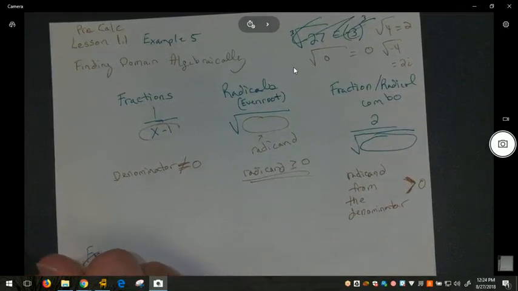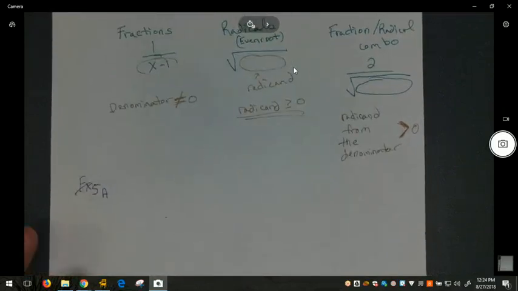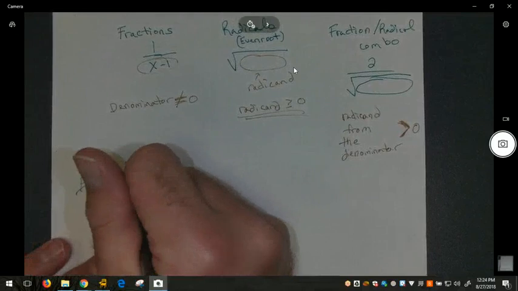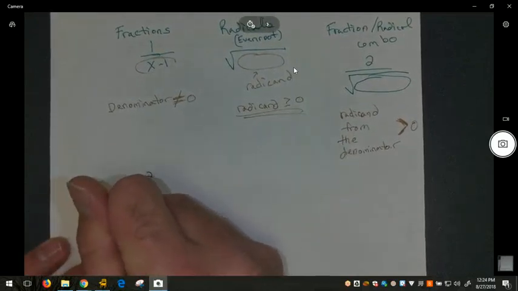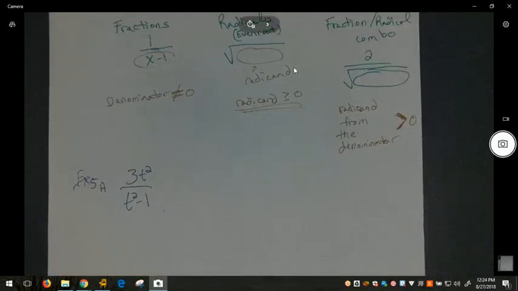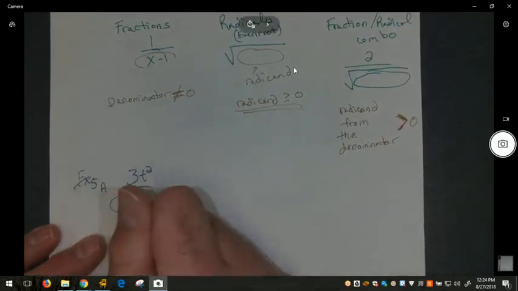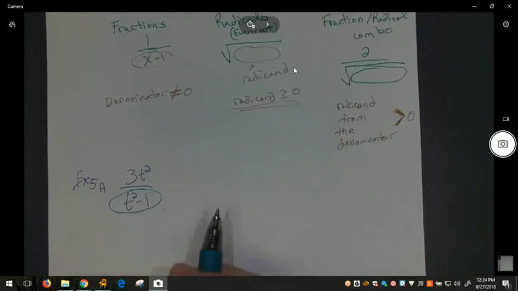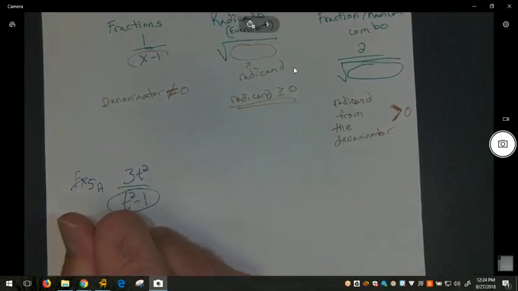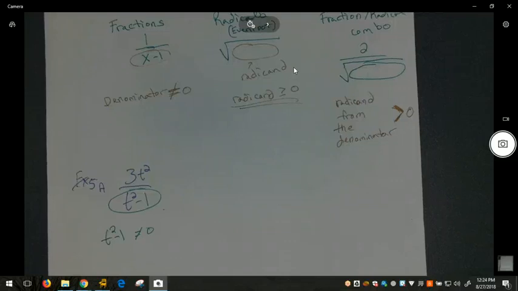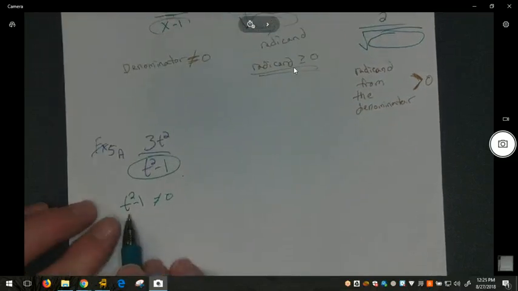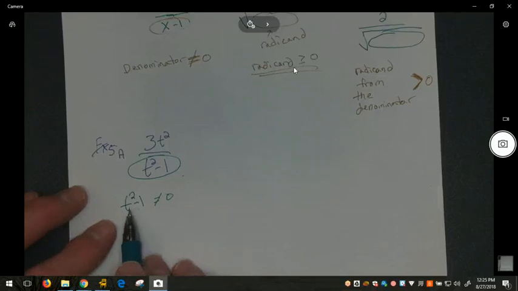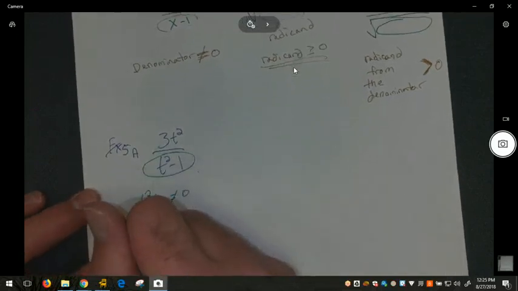Example 5, I'll call this A. It doesn't match your book exactly. So on this we have 3t squared over t squared minus 1. Well, luckily this doesn't have a radical or a radicand, but it does have a denominator, and we know that that denominator, t squared minus 1, is not allowed to equal 0. We need to solve this. With this particular polynomial, we can factor, or we could solve by adding 1 and taking the square root.